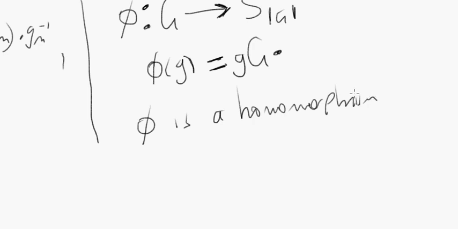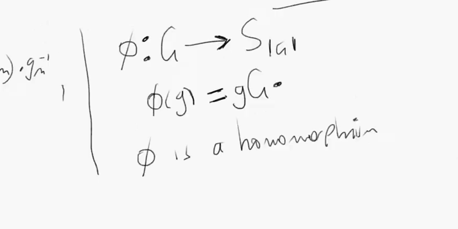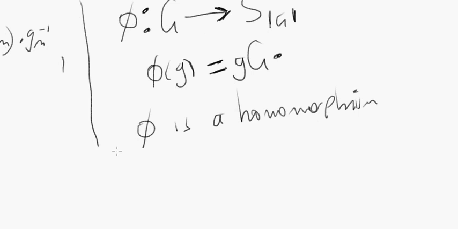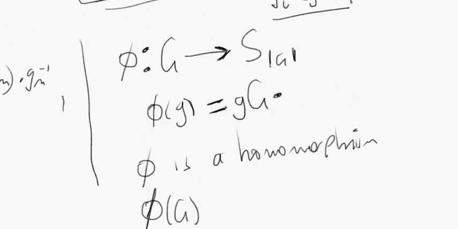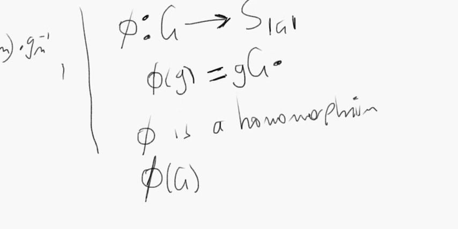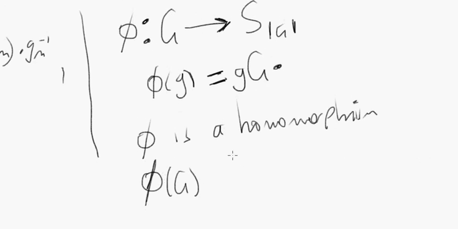Phi is a homomorphism. If phi is a homomorphism, what does that mean? Well, first of all, it means that if phi is a homomorphism and G is a group, phi of G is a group. We proved that in the prerequisites. Phi of G is a group.